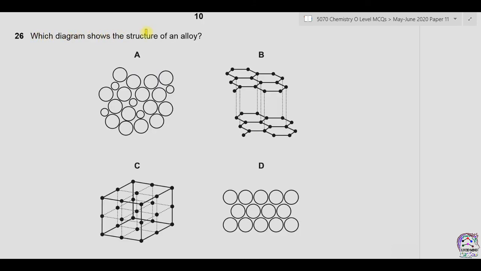Question 26. Which diagram shows the structure of an alloy? An alloy is actually a mixture of metals, so we have different metals present. So the size of the atoms must be different. A shows two different types of elements being combined together, so it could be A. B shows the structure of graphite, so it is not an alloy, this is a pure substance, so it is not B. C shows the structure of an ionic compound, so C is also incorrect. And D shows the structure of a pure element which is made up of one type of atom, as the size of the atoms are similar. So the only correct option is A.